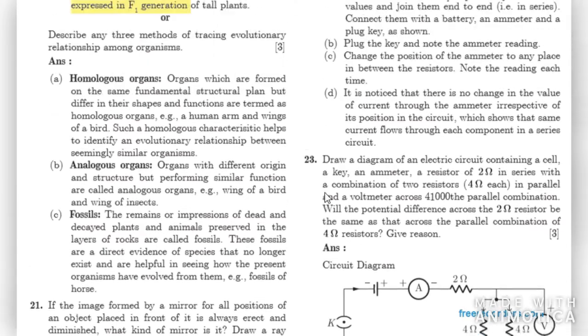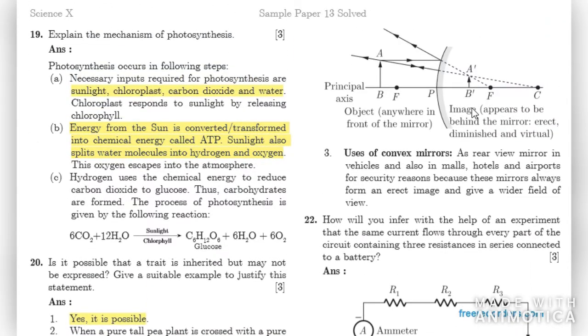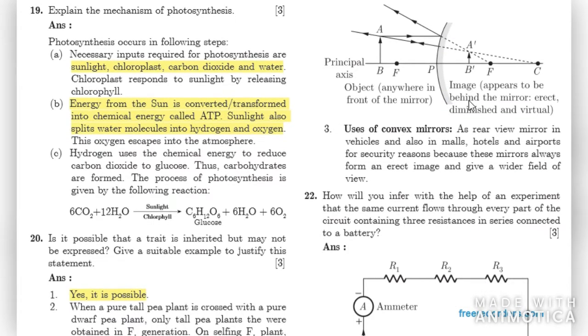Then in that you can draw this ray diagram where the image appears to be behind the mirror, and an erect, diminished and virtual image is formed. So it is a convex mirror. Now in the third part it says write the uses of a convex mirror. So a convex mirror is used as a rear view mirror in vehicles, and in malls, hotels and airports for security reasons because it has a wider field of view.